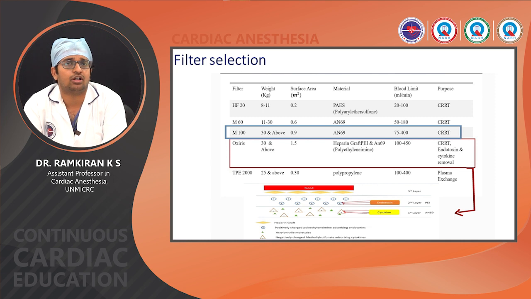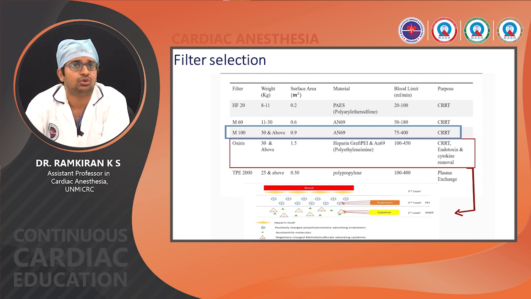And then what are the common filters which we use? In our setup, we usually use the M100 filter, which is an acrylonitrile AN69 filter, in adult patients. The blood limit of it is around 75 to 400, so it is basically used for CRRT. And there is something called the Oxiris filter. The Oxiris filter is used for endotoxin and cytokine removal. It can be useful in patients who are suspected of sepsis.